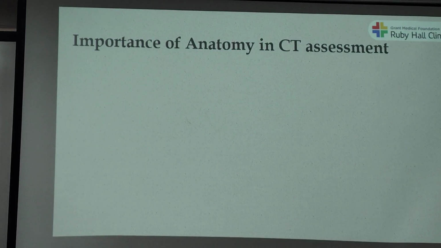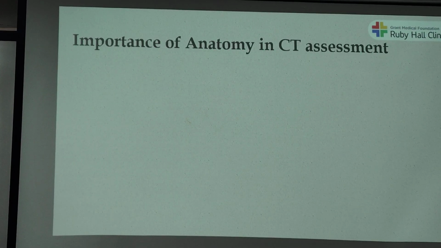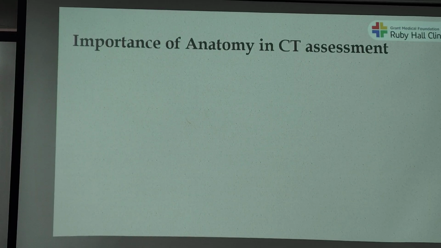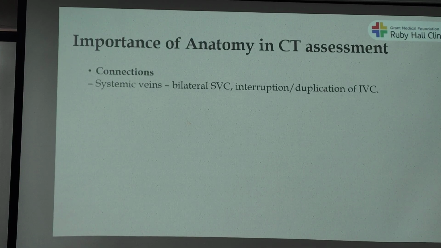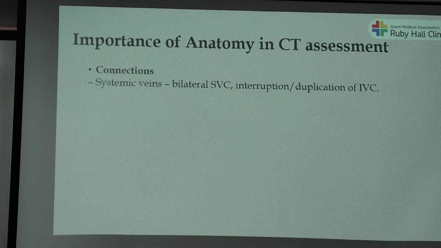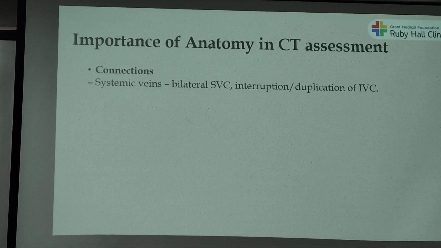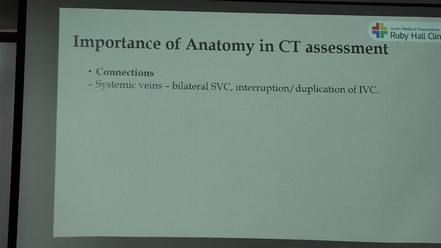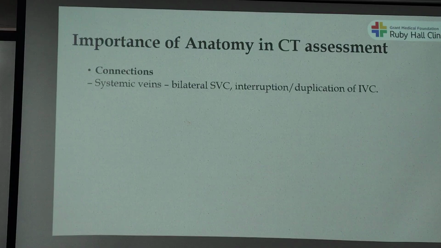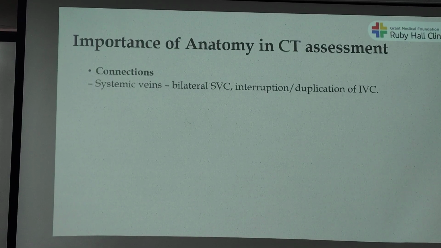Okay. So what is the importance of anatomy? Why are we stressing so much about the anatomy in modern medicine? First of all, what is the importance of connections? As I told you, look at the systemic veins and how they are draining. If they are anomalous, there can be bilateral SVCs. A very simple example of that: let's say there are bilateral SVCs. One is going into the right atrium, the other is draining into the coronary sinus and going into the right atrium again.